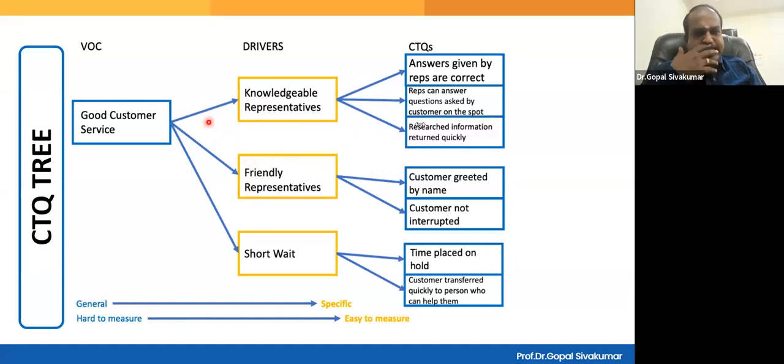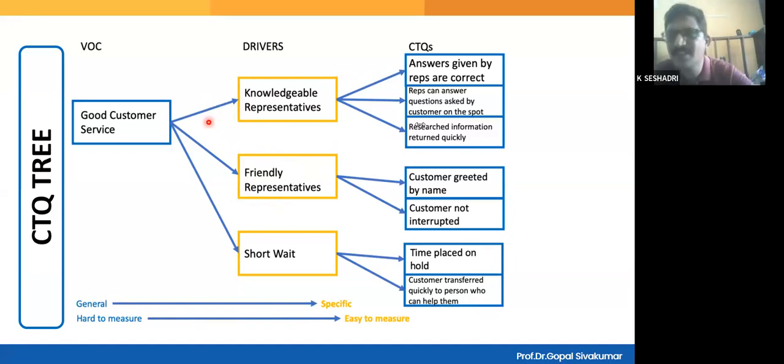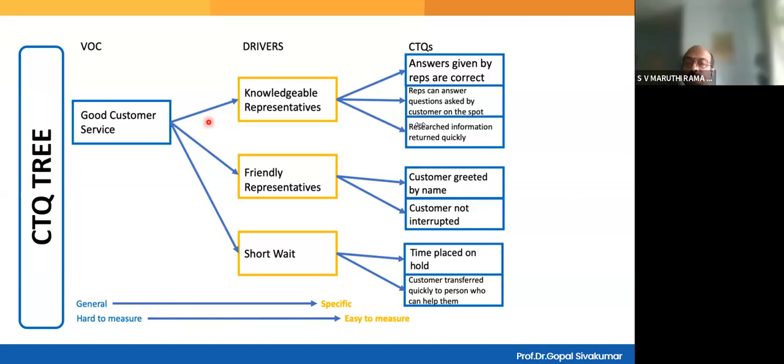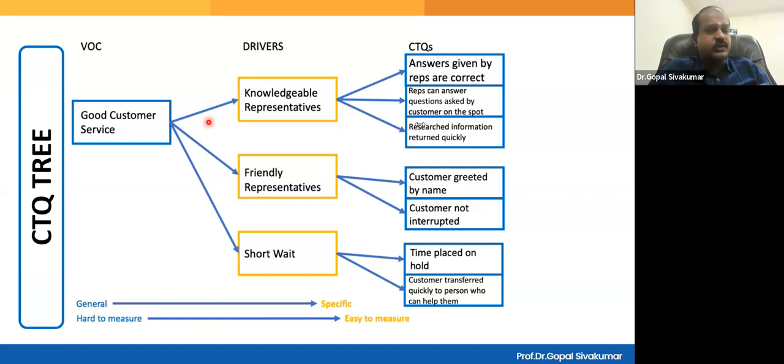Now, similarly, friendly representative. When will you say a representative is friendly? He listens to you. He answers politely, sir. He speaks very politely. He is starting the conversation by greeting you. Good morning, good day, right? And probably he also calls you by your name. Yes, all of these customers like. And similarly, when the customer is explaining the problem, he is not interrupting. He is listening carefully to understand the problem. So all of these make a friendly representative.